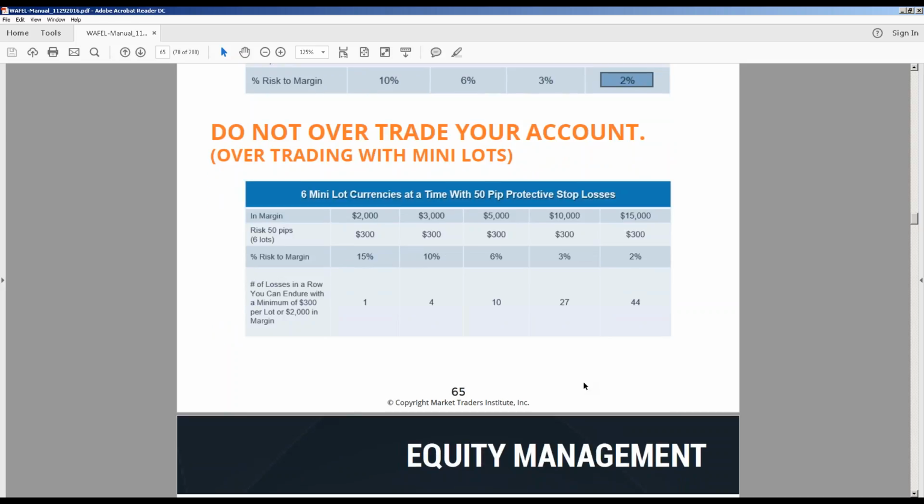Now, do not overtrade your account. Here's an example of overtrading with mini lots. If I have 6 mini lot currencies at a time with a 50 pip stop, and I only have $2,000 in my account, I'll be risking 15%. However, if I have $15,000 in my trading account, and I have the same amount of risk, which is $300, which is 2%, I can sustain 44 consecutive losing trades. So just keep an eye on that.